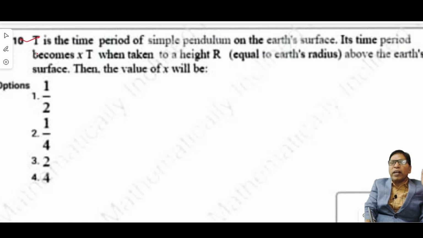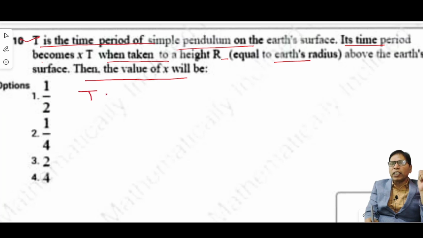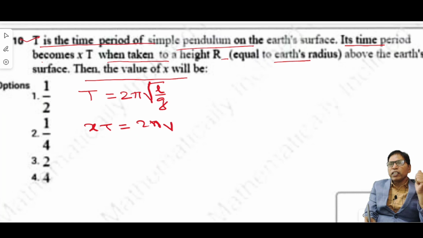Now look at question number 10. T is the time period of a simple pendulum on the earth's surface. Its time period becomes xT when it is taken to a height of R, equal to the radius of the earth. Then the value of x will be, if l is the effective length of the pendulum, then T equals 2 pi root under l by g. Now at an altitude R, the acceleration due to gravity is g dash. So xT equals 2 pi root under l by g dash.